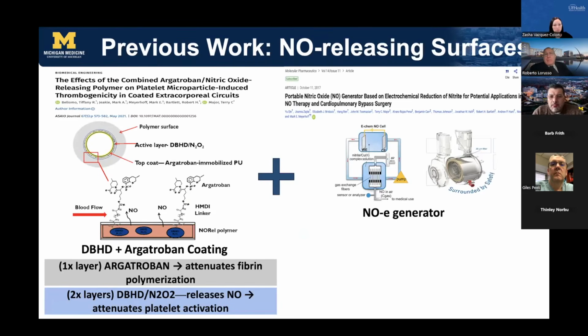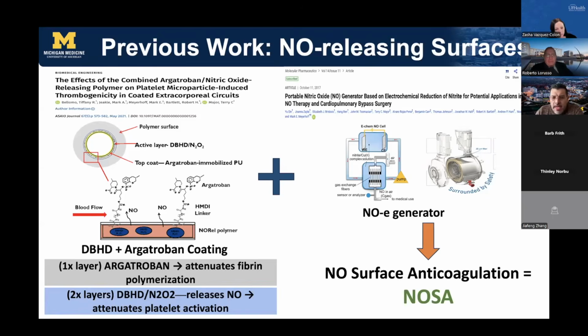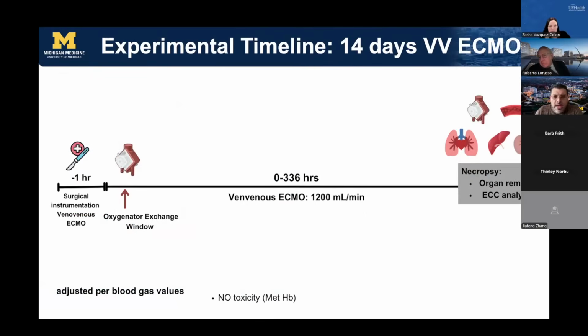And then most recently, we have developed a nitric oxide electrochemical generator, a low-cost system that produces nitric oxide. We published this in a porcine model of cardiopulmonary bypass with recovery for up to 7 days. And then we combine all of this and we call this nitric oxide surface anticoagulation, aka NOSA. Today, I'm going to talk about a specific study, 14 days VV ECMO without systemic anticoagulation.